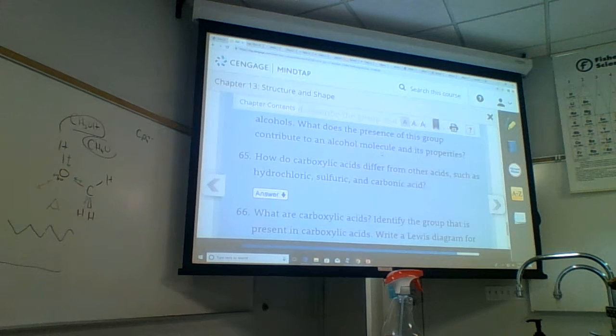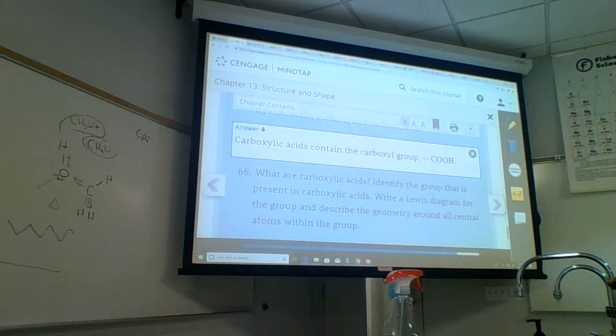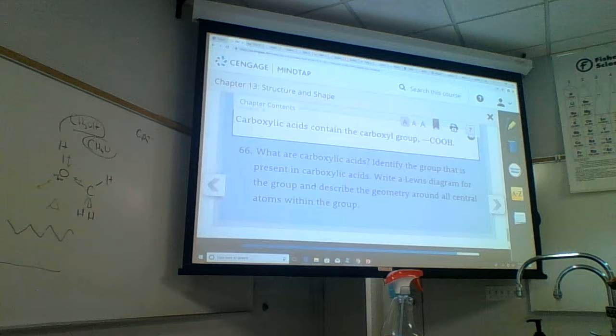How do carboxylic acids differ from other acids such as hydrochloric, sulfuric, and carbonic? Carboxylic acids have what group? The COOH group. So carboxylic acids contain the COOH group. Do you know what that group is called? It's called the carboxyl group. Identify the group that is present in carboxylic acids. So this is a repeat: COOH group, carboxyl group. Write a Lewis diagram for the group and describe the geometry. We already did that yesterday, right? What was the geometry around the carboxyl group?